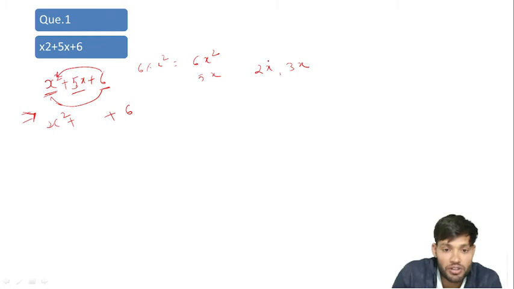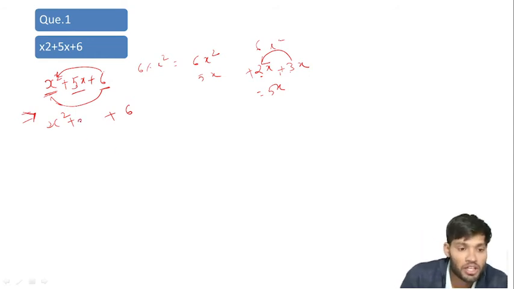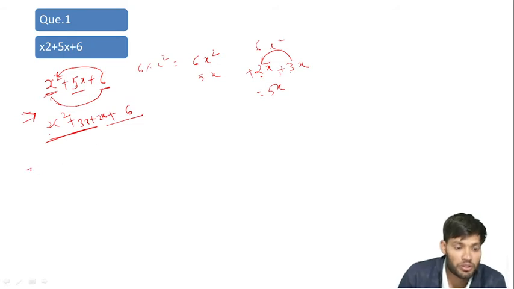If both are plus then adding gives 5x, and multiplying 2 and 3, 2 3s are 6, gives 6x square. So this is the appropriate number for solving our question. So we have to take 3x plus 2x. Now we have to pair them in this format. What is the common from them? We have to take x.